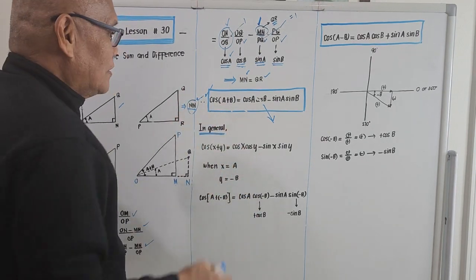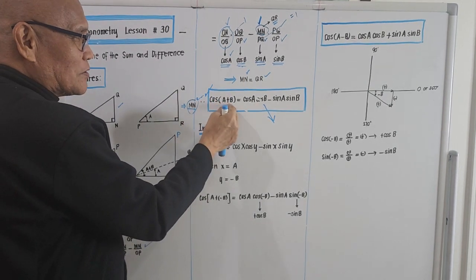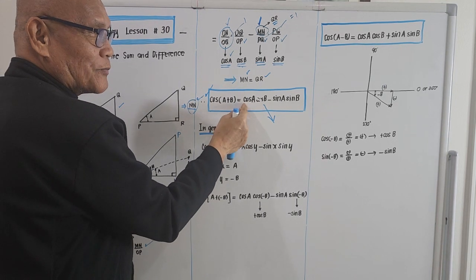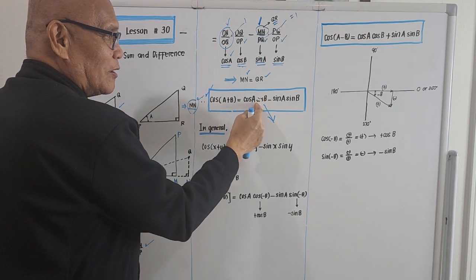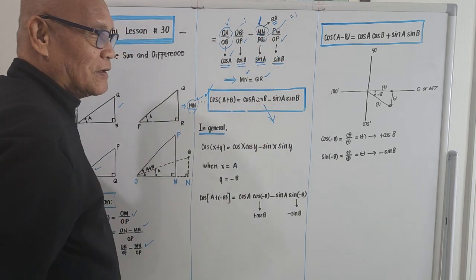So good for me. So in general now, the cosine of the sum of any angle A plus angle B will be the cosine of the first angle, cosine of the second angle, minus the sine of the first angle, sine of the second angle.